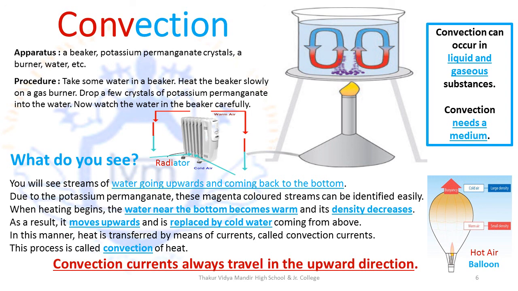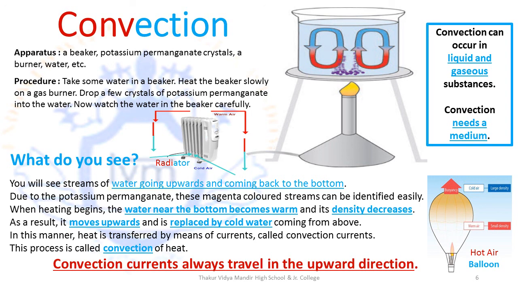Once it becomes warmer, the density will decrease, the molecules will expand and it will go up. Once it moves upward, the temperature at the top will not be very hot, it will be cold. So the cold water from the top will come to the bottom because it's heavier, so it will settle down. In this manner, the heat will be transferred by means of currents, which are called convection currents. So this process will be called convection of heat.